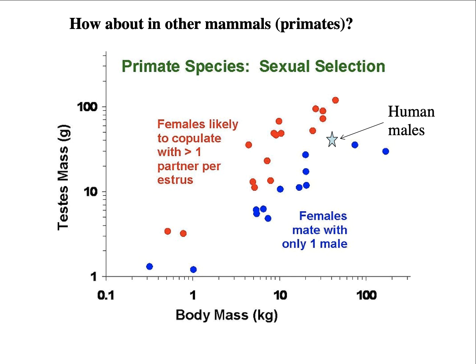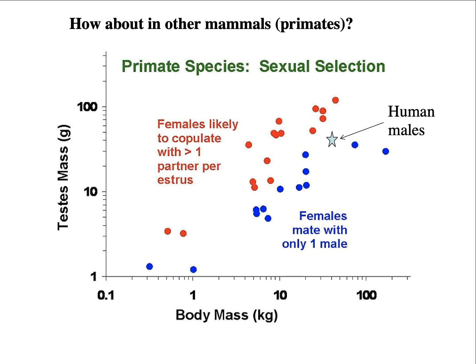If you look at the case in gorillas, their testes sizes are even smaller than humans, and if you look at bonobos and chimps that copulate very often, their testes sizes are much larger in relation to their body size than in humans.